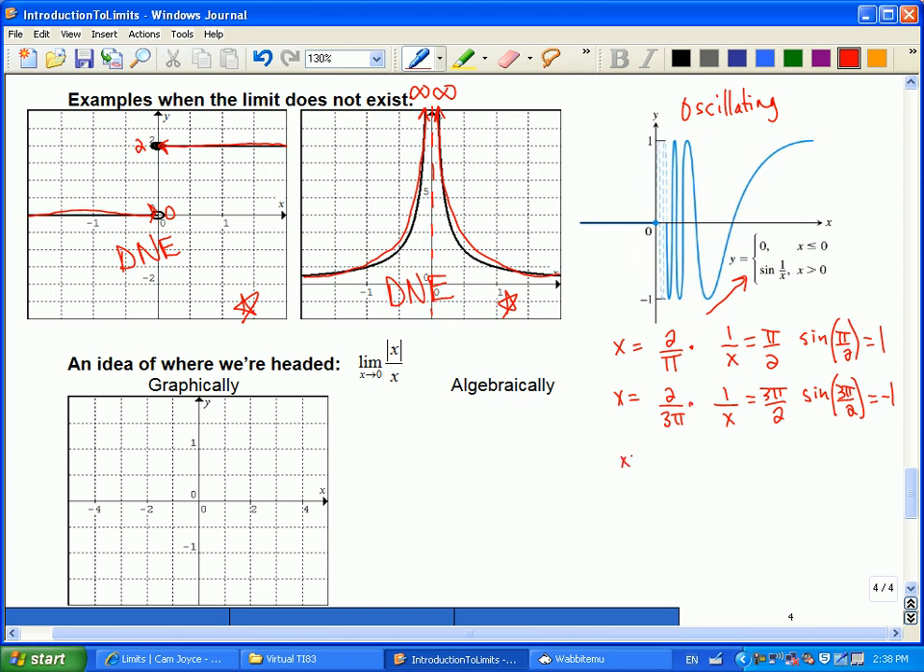I'm going to pick another smaller value. So its reciprocal is 5 pi over 2. The sine of 5 pi over 2, do you know what that is? It's 1, yeah. So I'll do one more, and I'll see if you can get the hang of what's going on in this limit.